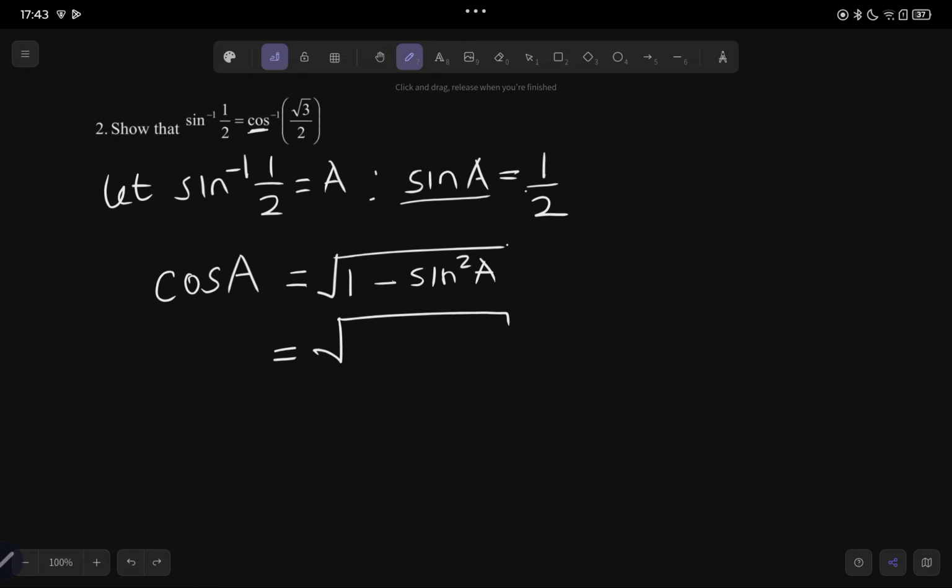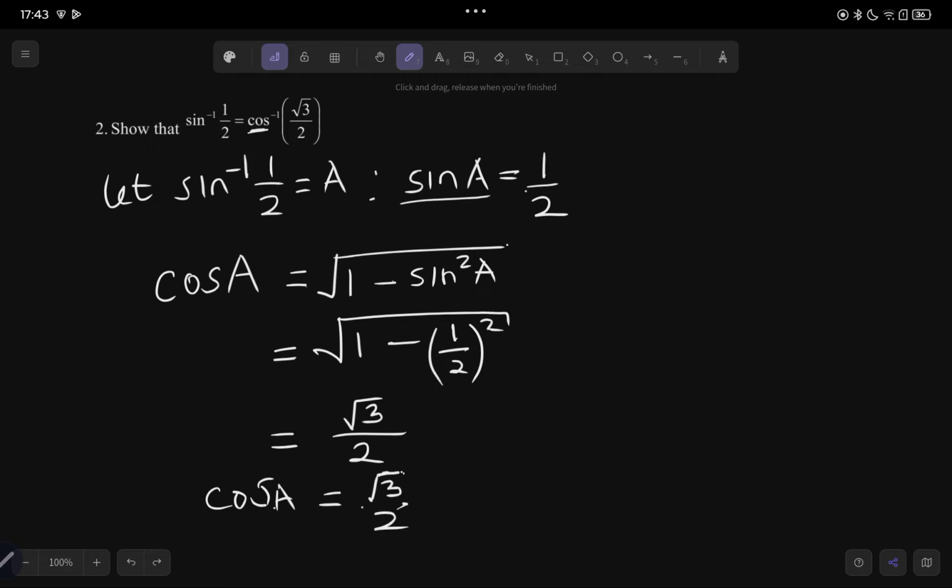Square root of 1 minus, but sine A is what? Sine A is a half, squared. So cos A becomes square root of 1 minus a quarter, which is 3 quarters. The square root of 3 quarters is root 3 out of 2. So cos A is equal to root 3 out of 2.